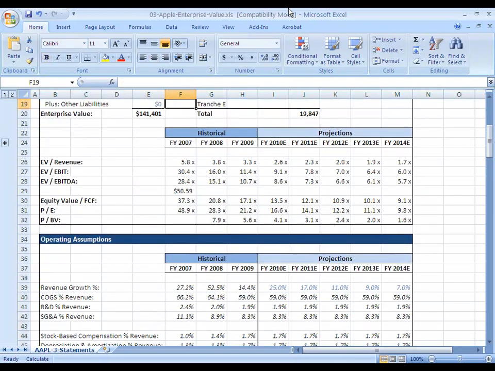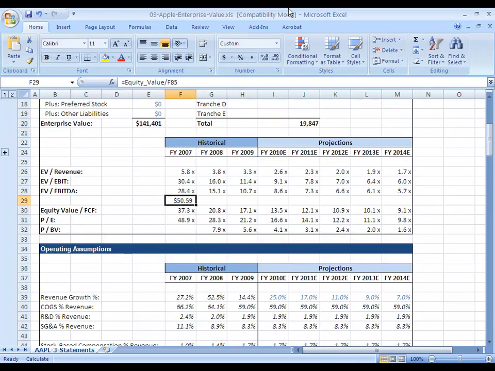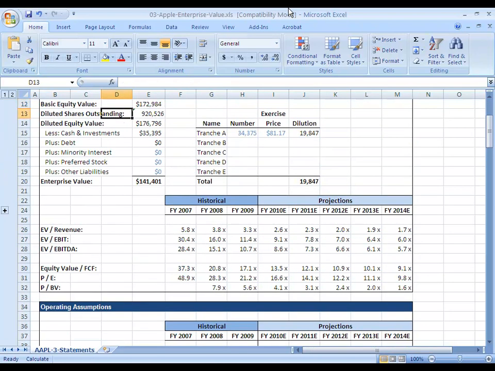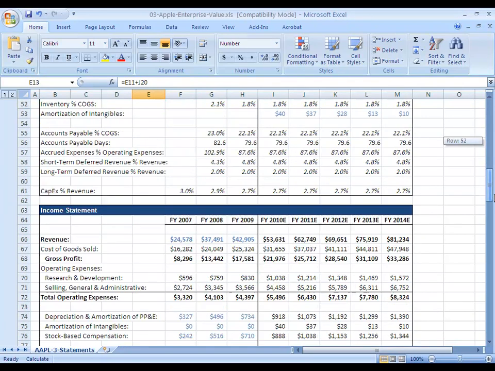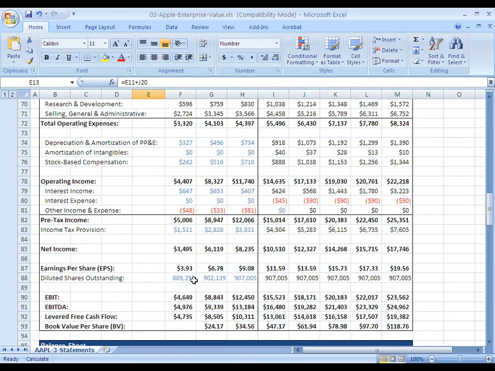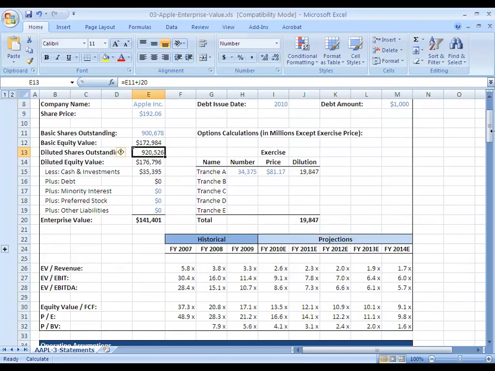or 50.6x. The reason that happens is because we have different share counts. Up here, we're using 920 million for our diluted shares outstanding, but for 2007, we're using 889 million. So the different share counts can explain that. So normally they're fairly close, but hardly ever are they exactly the same. Usually there's at least a small difference because the share counts that you're using are often different.